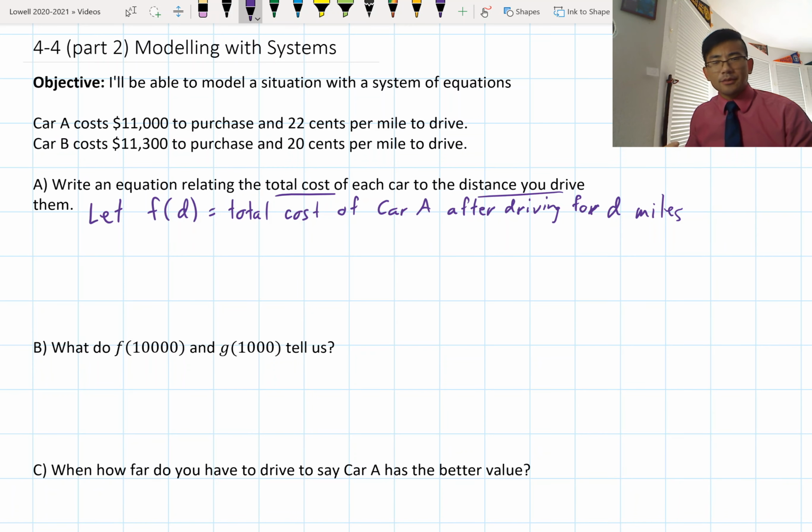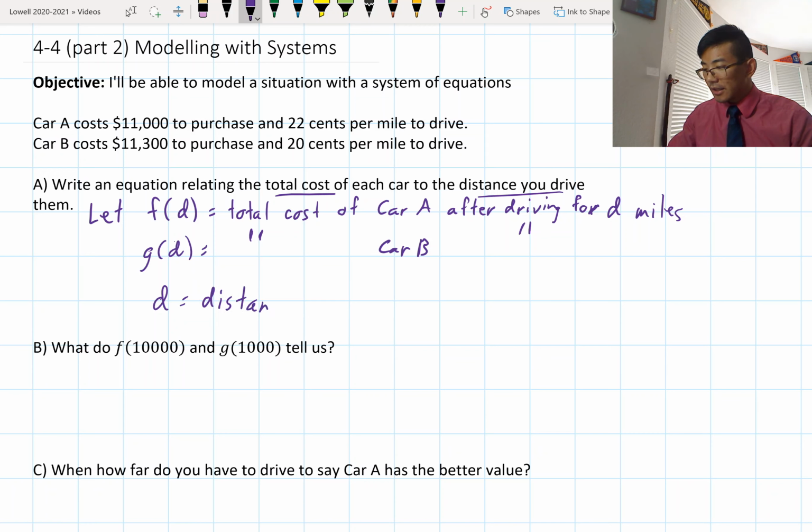It makes sense to use miles because our cost per mile is per mile, so it makes sense to measure d, the distance, in miles. Likewise, we're going to let g of d equal the same thing, the total cost, except for car B after driving. These little dash lines, I don't use them often, but they just mean copy what we saw above downward. And the last part is we have to define what d is. So d is the distance driven in that car, in miles.